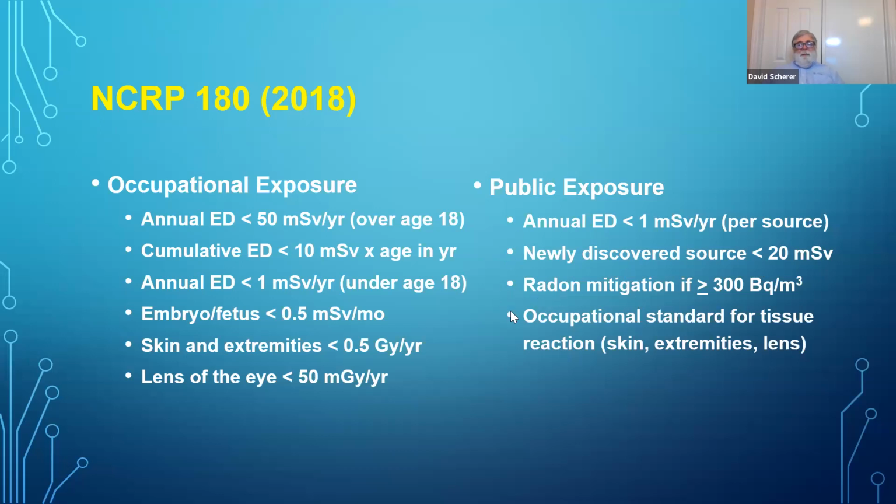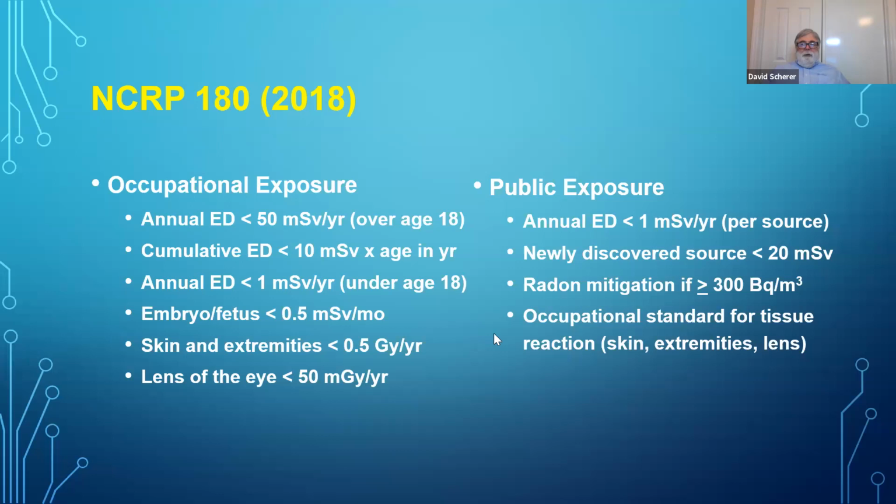Radon mitigation is a public exposure. The recommendation for radon is that mitigation should take place if the exposure is greater than 300 becquerel per cubic meter, similar to 4 picocuries per liter. That's the airborne concentration of radon.